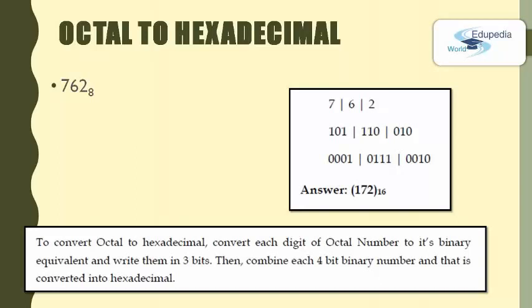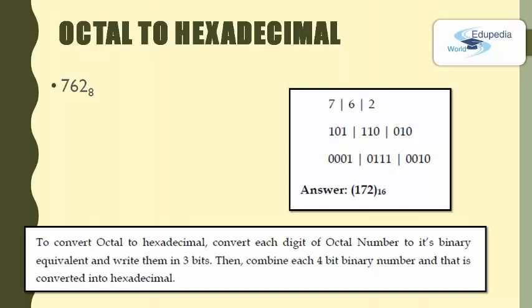with 4 bits. So the first group is 0010 and it is the number 2. The second group is 0111, it represents the number 7, and the third group is 0001, it represents the value 1. So the equivalent hexadecimal value is 172. So this is how the octal to hexadecimal conversion process goes.